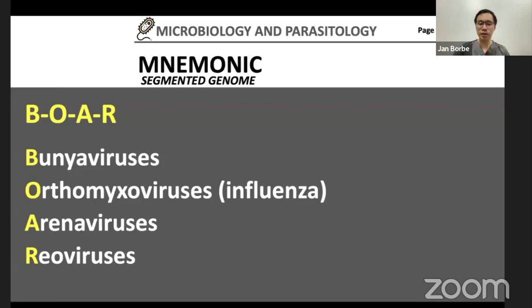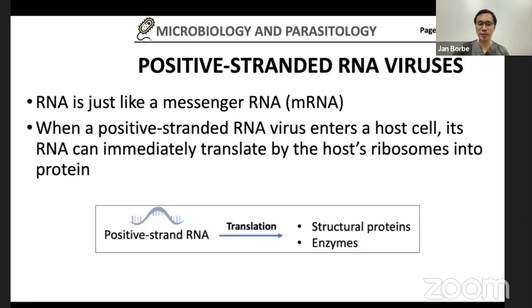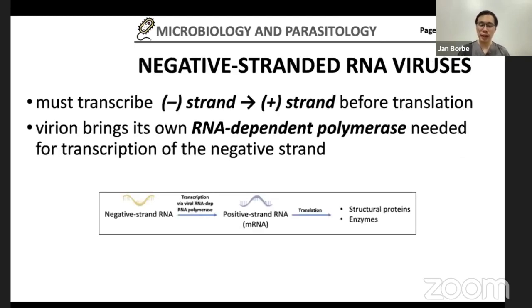So very important dito is orthomyxoviridae causing influenza. So negative stranded RNA virus. So ang gusto ko lang tandaan natin, pag positive stranded, para siyang mRNA. So it can be directly translated. Pag negative stranded, ito yung kailangan ng RNA-dependent polymerase.